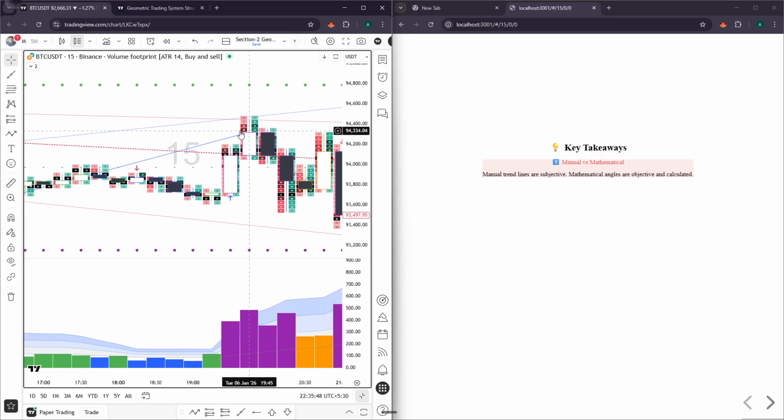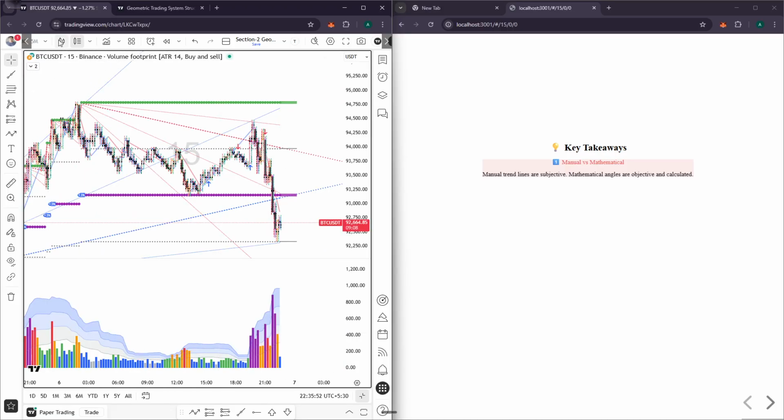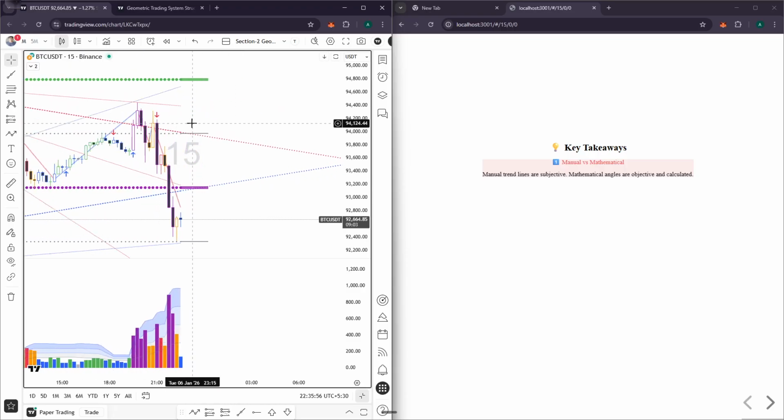Like all those institutional traders are looking for these levels. Okay.